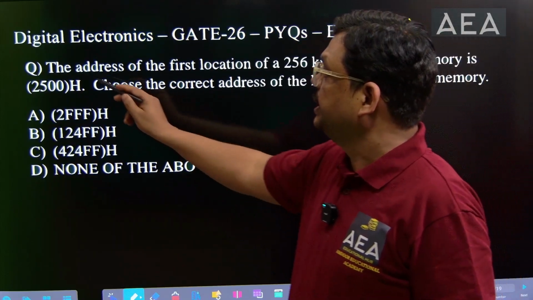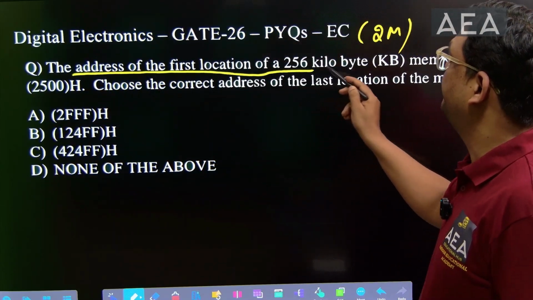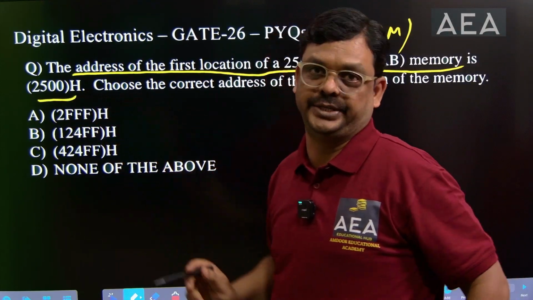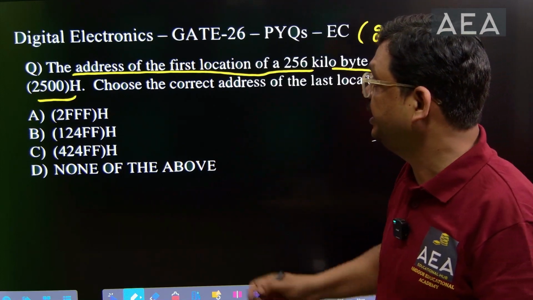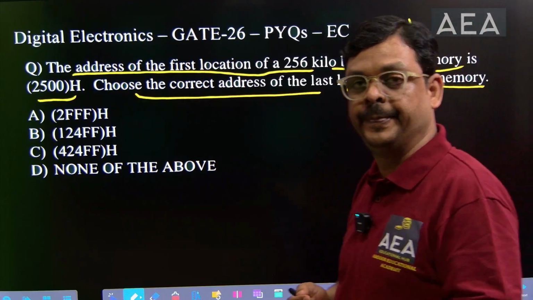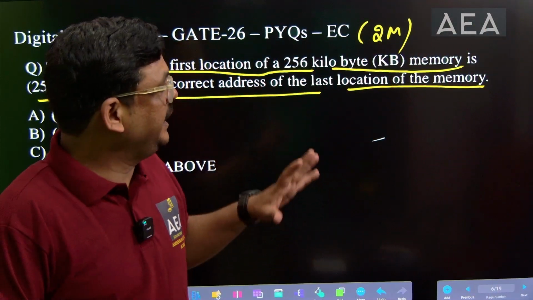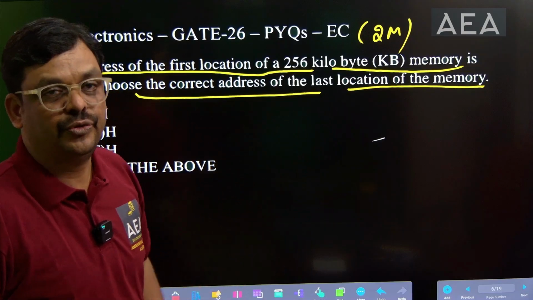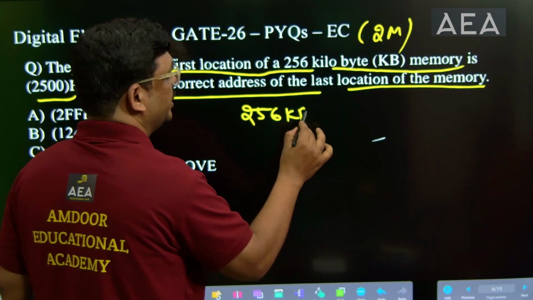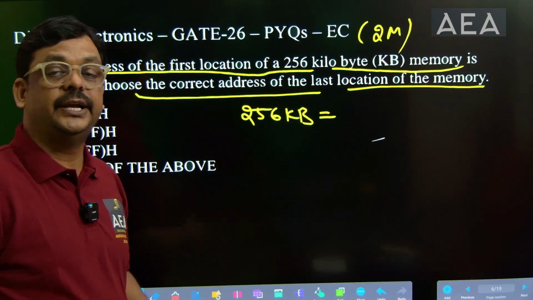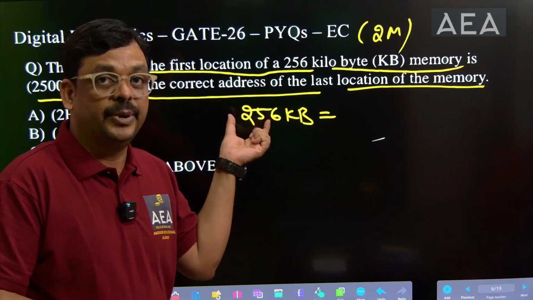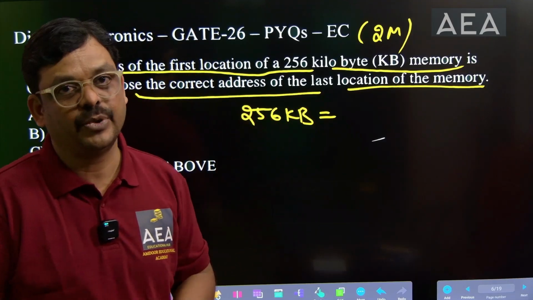What is the question? The address of the first location of a 256 kilobyte memory is 2500H. This is the starting address of the memory given here, and we must choose the correct address of the last location of the memory. First of all, identify the memory capacity. Memory capacity is 256 kilobytes. From this, we have to identify the number of address lines.